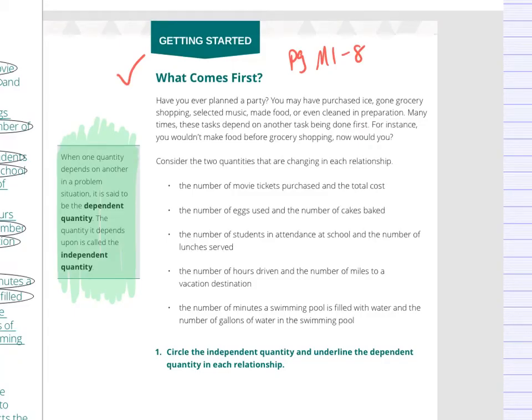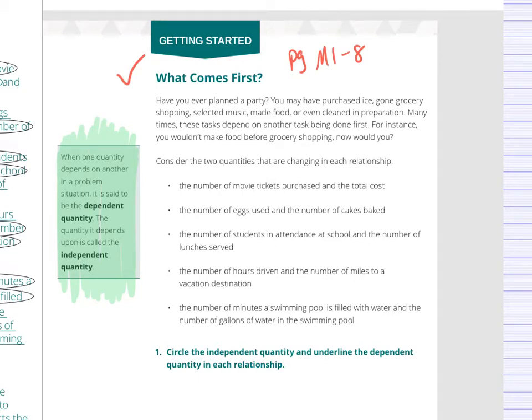All right, I'm on page 8 right now, and we are going to be learning the independent and dependent quantities. Now, again, this is the number 1 focus of today's lesson, so this is a must-know for today. And we're going to use this example right here where it says, if you ever planned a party, you may have purchased ice, gone grocery shopping, select music, made food, or even cleaned in preparation. Many times, these tasks depend on another task being done first. For instance, you wouldn't make food before grocery shopping, now would you?